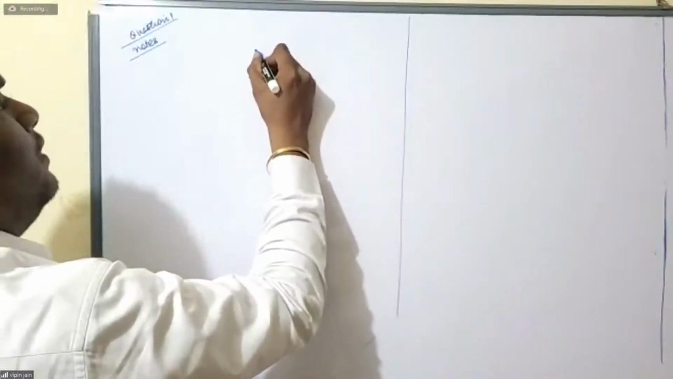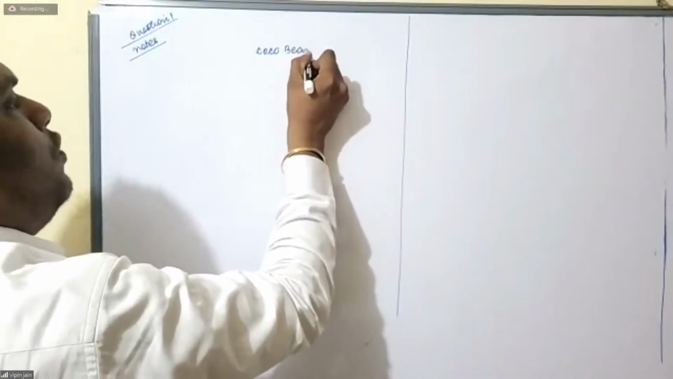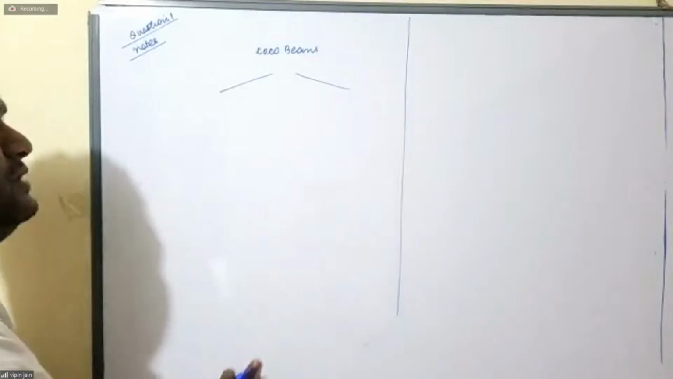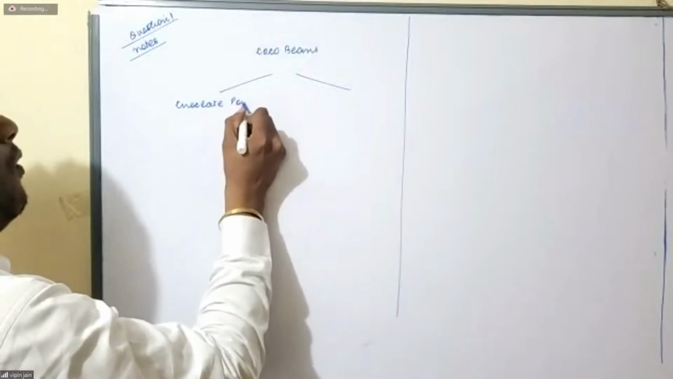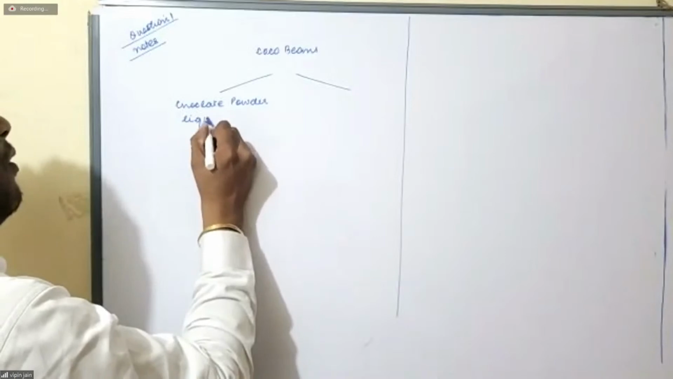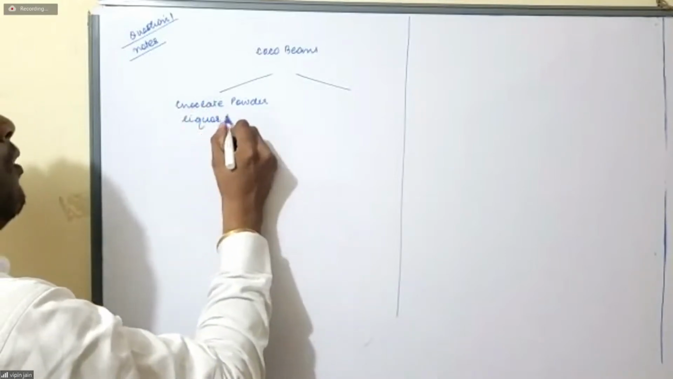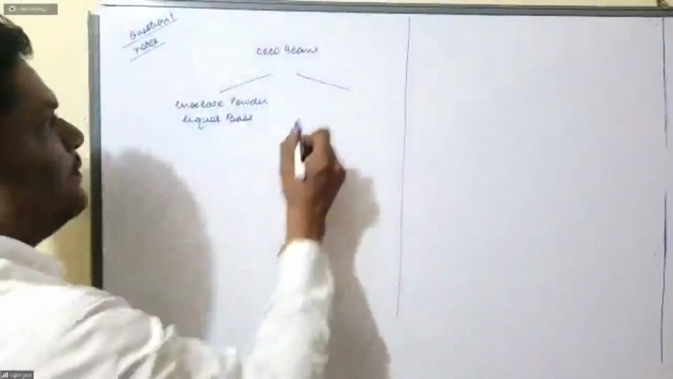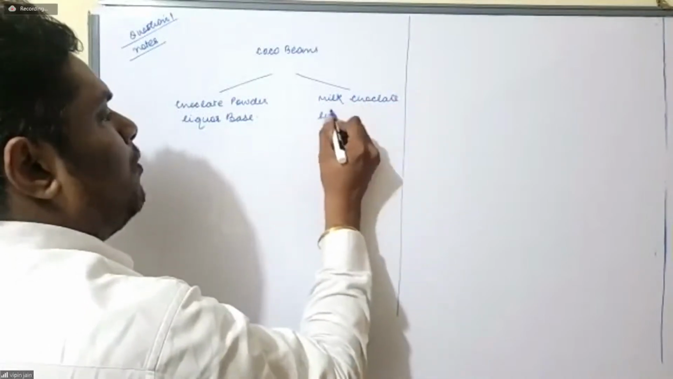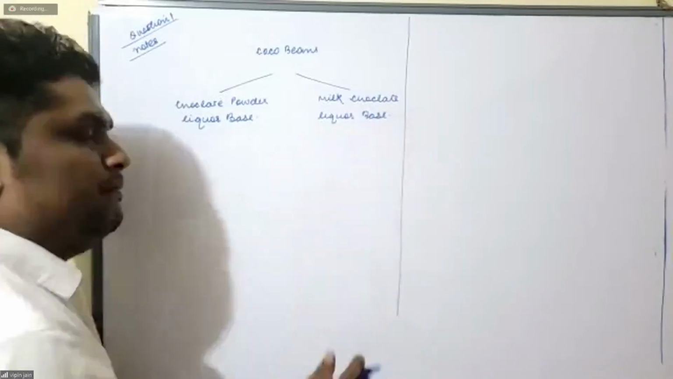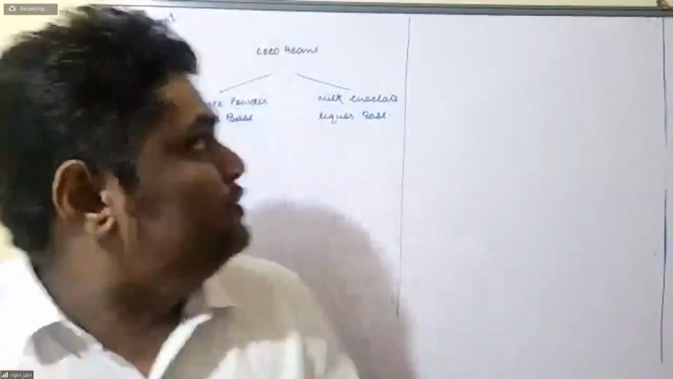So what it does? The raw material is cocoa beans. From processing cocoa beans, they are getting 2 products, that is chocolate powder liquor base and the second product is milk chocolate liquor base. The two intermediate products become separately identifiable at a split-off point. So this point is the split-off point.